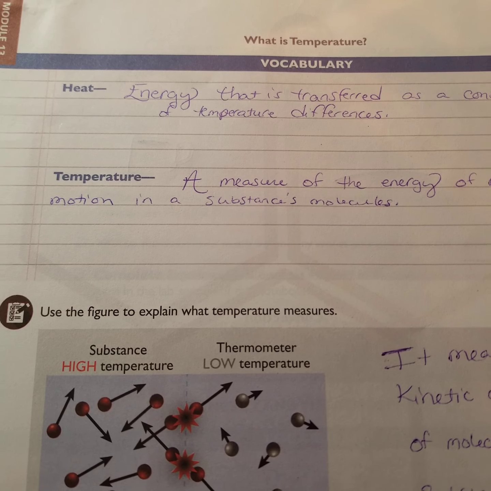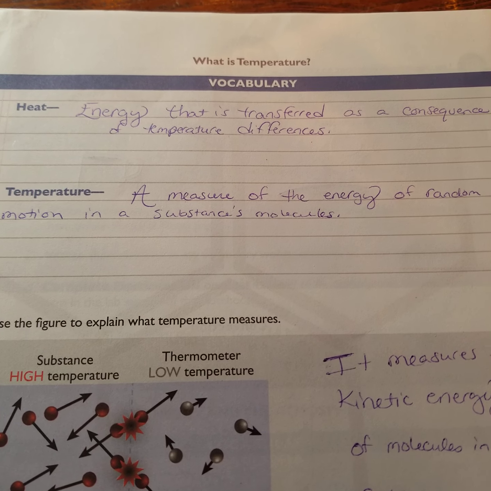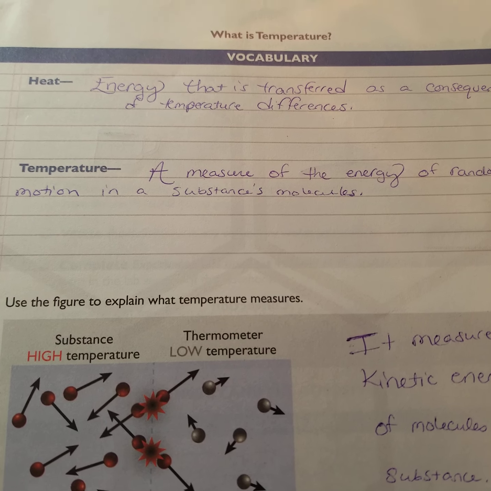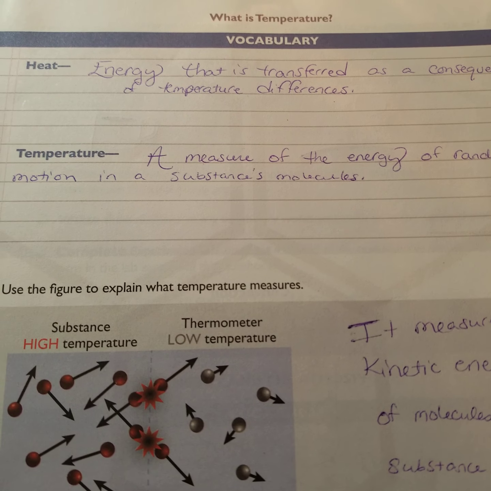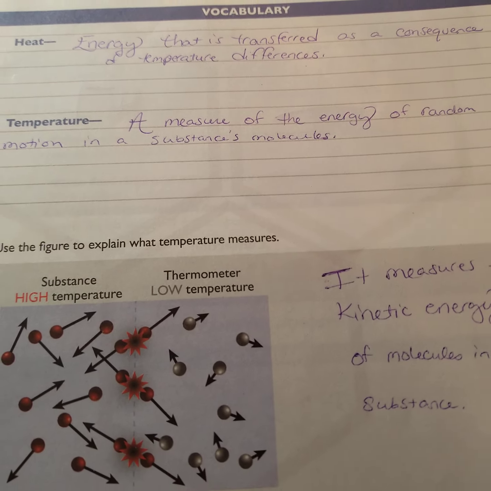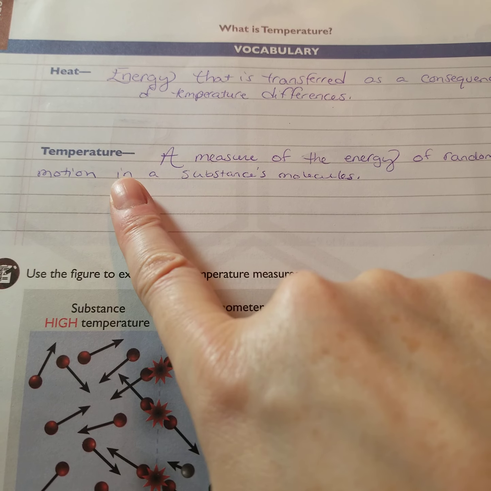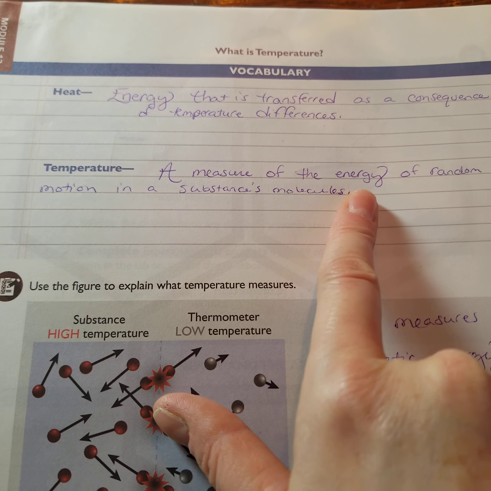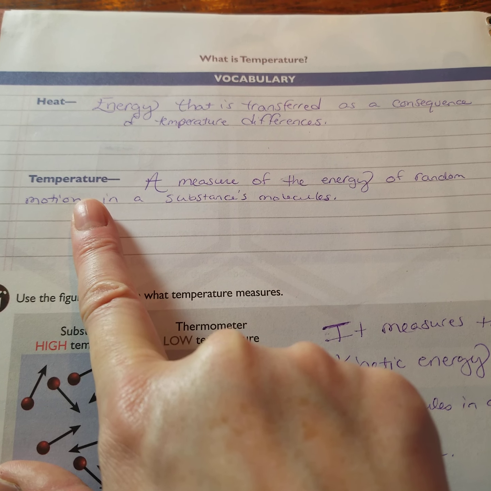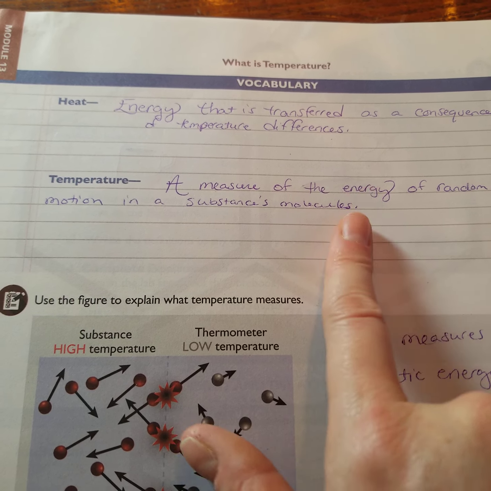Heat for this half is energy that is transferred as a consequence of temperature differences. I love this section. I learned so much from this chapter already. I'm only halfway through it, and I'm like, whoa, blowing my mind. A measure of the energy of random motion in a substance's molecules is temperature. So it's measuring the energy of random motion. You thought it was going to be about heat or something like that, but no, it's about energy. So that's what blows my mind.